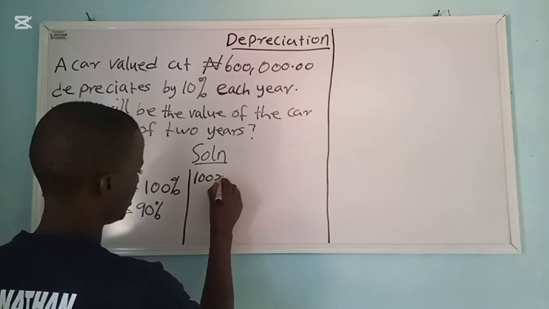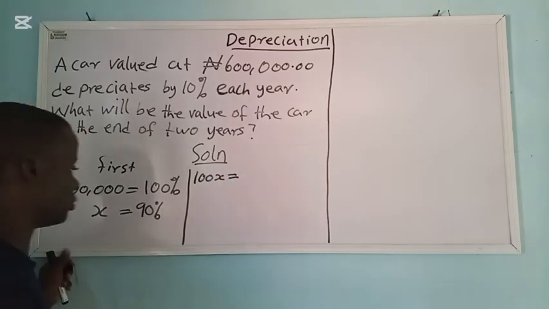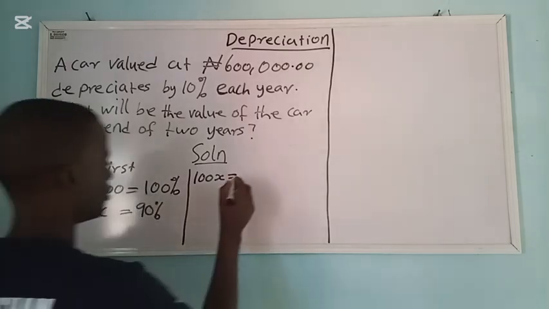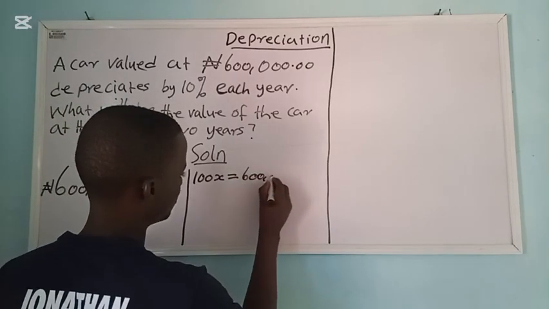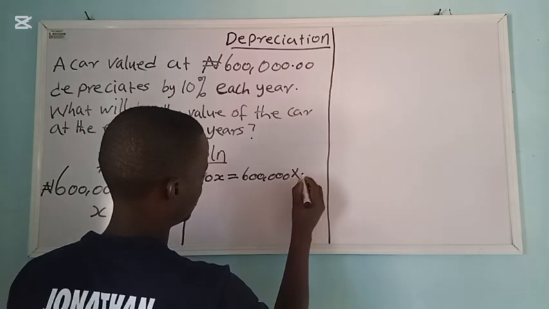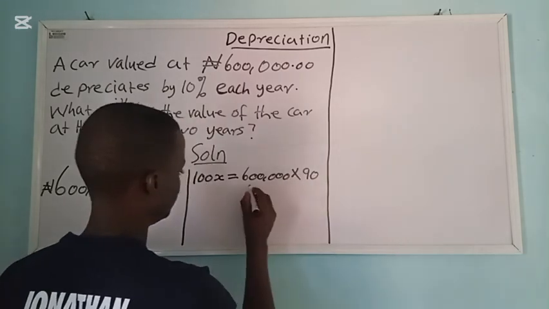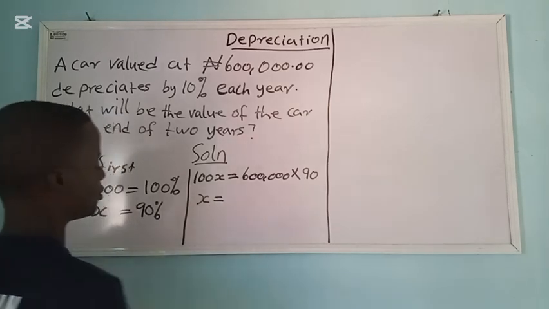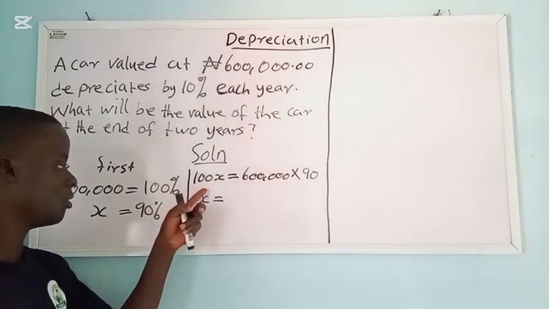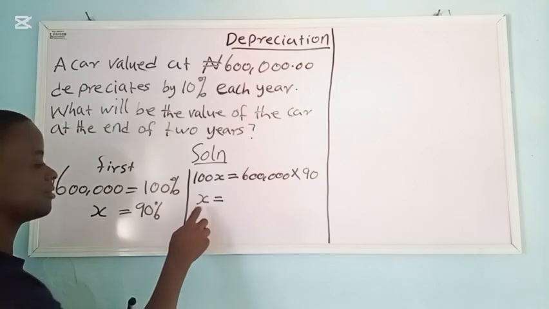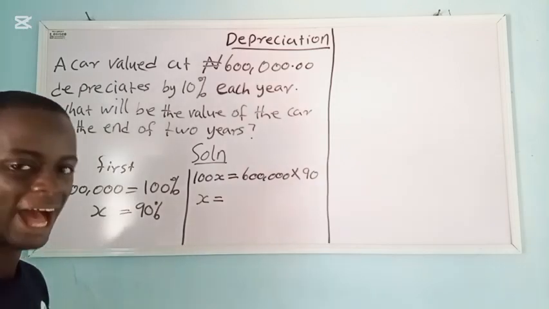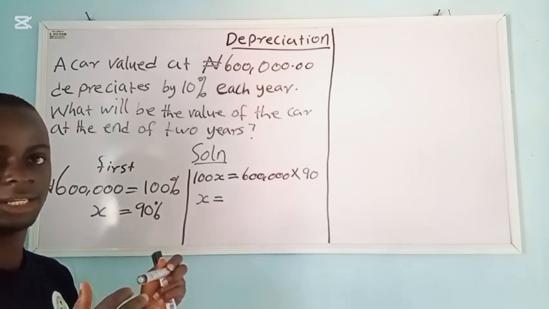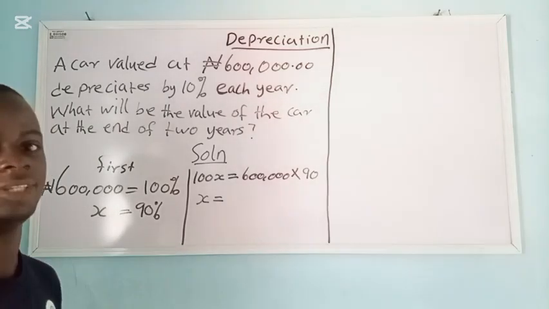100x is equal to 600,000 times 90. So now you say x is equal to, so now I want to find the value of this x. This x stands for what? The value of the car for the first year after it has depreciated by 10%. What will be the value of the car?